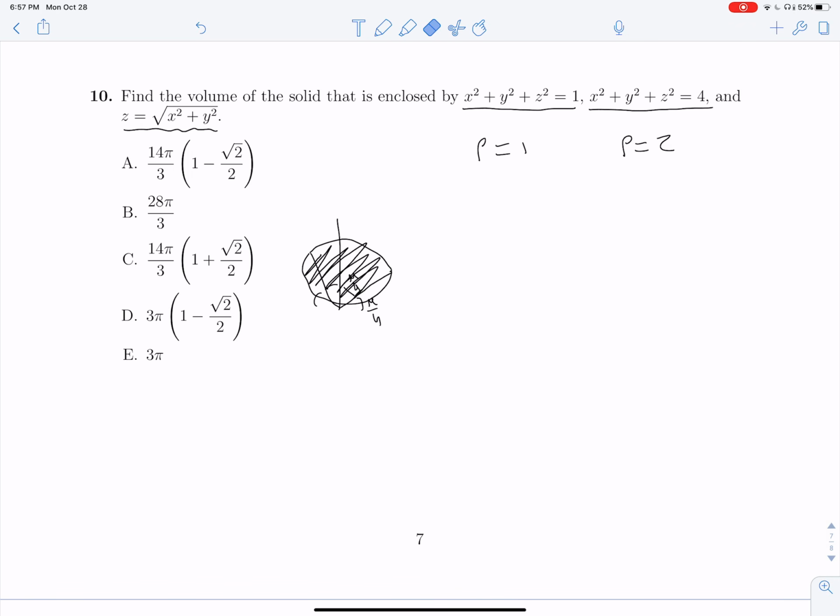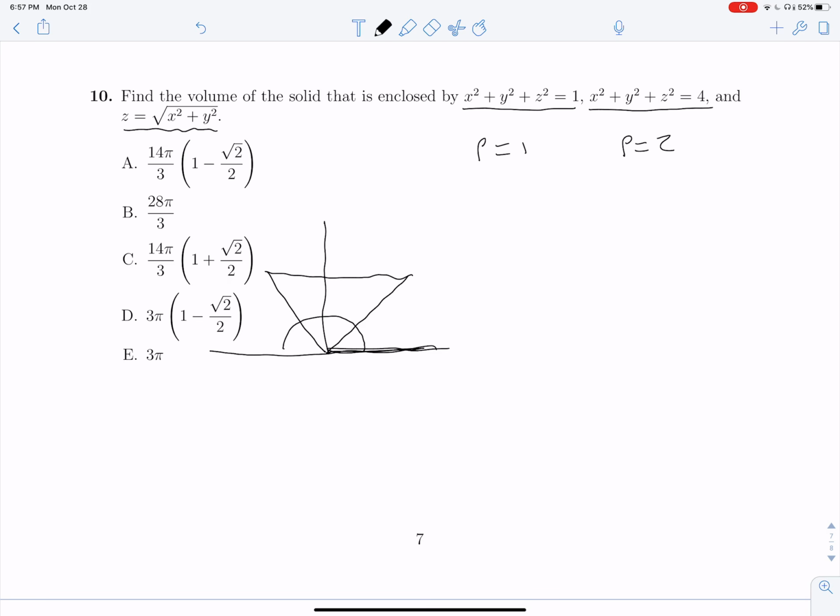So we got this guy. If we take a look at this, if we have the xy plane sitting down here and we have the z-axis, we have this cone coming up, and we have the sphere with radius 1 and sphere with radius 2. We're looking for this area inside there.